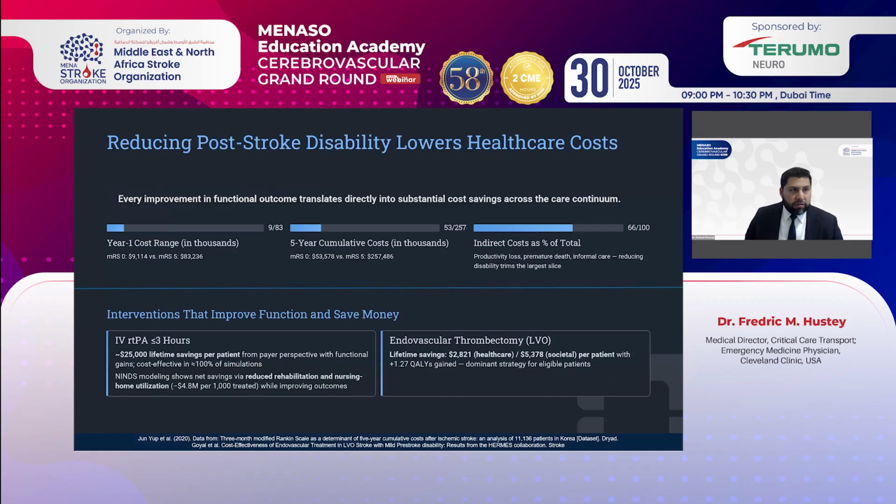So the direct cost of nursing care, of rehabilitation, the indirect cost of not being able to work and dependent on government resources takes a huge toll on our society. And you can see the 5-year costs are hundreds of thousands of dollars compared to somebody who is functionally independent. And we know that interventions such as IV thrombolysis and endovascular therapy are huge contributors to sparing disability.